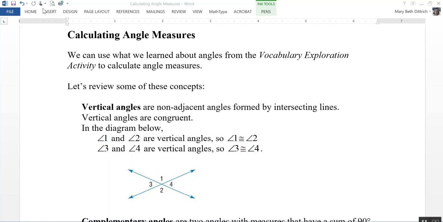Vertical angles are non-adjacent angles that are formed by intersecting lines, and vertical angles are congruent. So in the diagram below, angles 1 and 2 are vertical angles, so angle 1 is congruent to angle 2, and 3 and 4 are vertical angles, so angle 3 is congruent to angle 4.